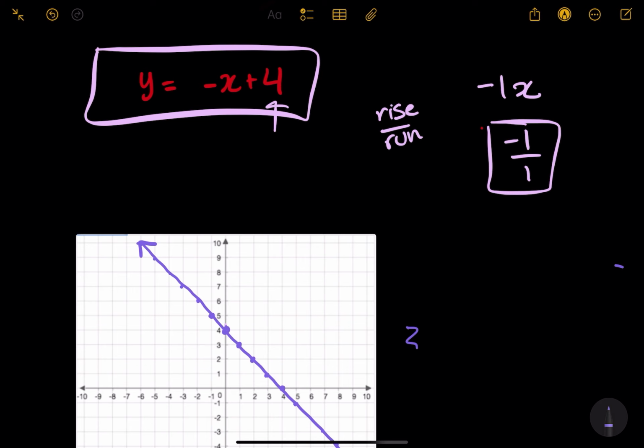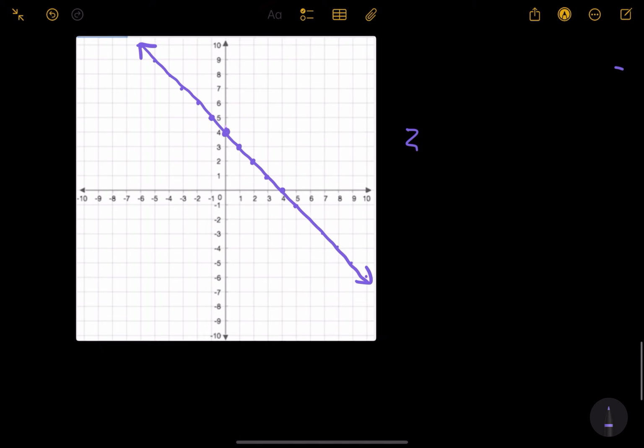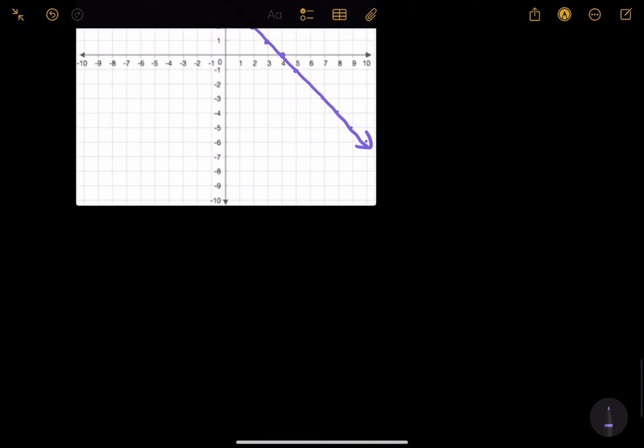And now, awesome job. You just learned how to read and plot points on the coordinate plane. We understand slope and y-intercepts, and we graphed a linear equation. Next time, we'll learn how to find the slope from a graph or from 2 points.